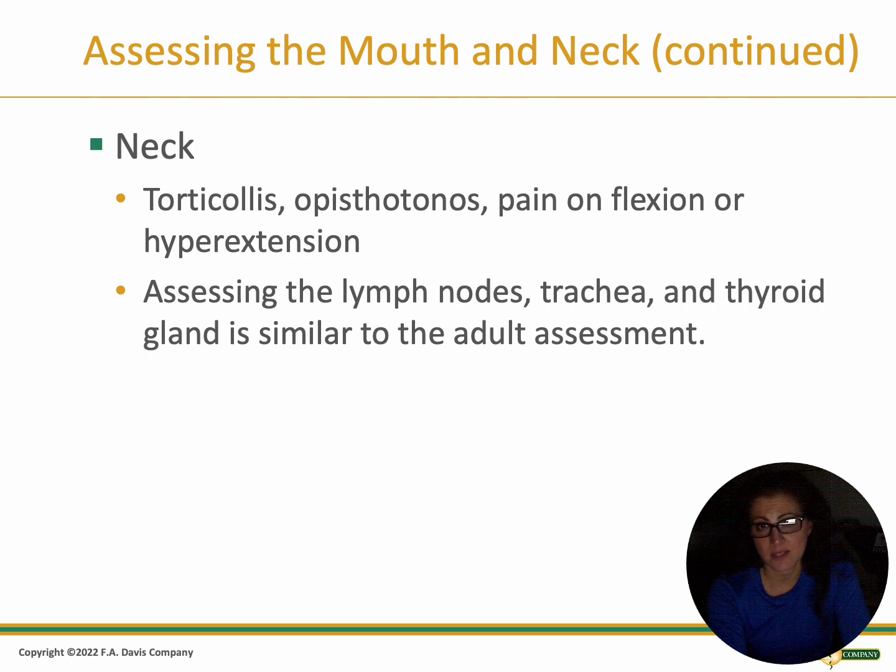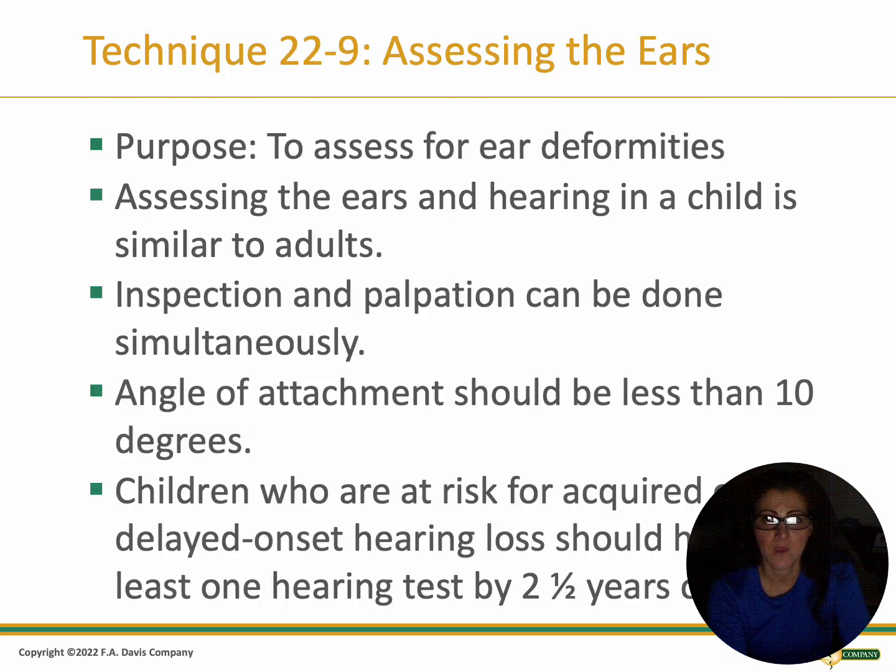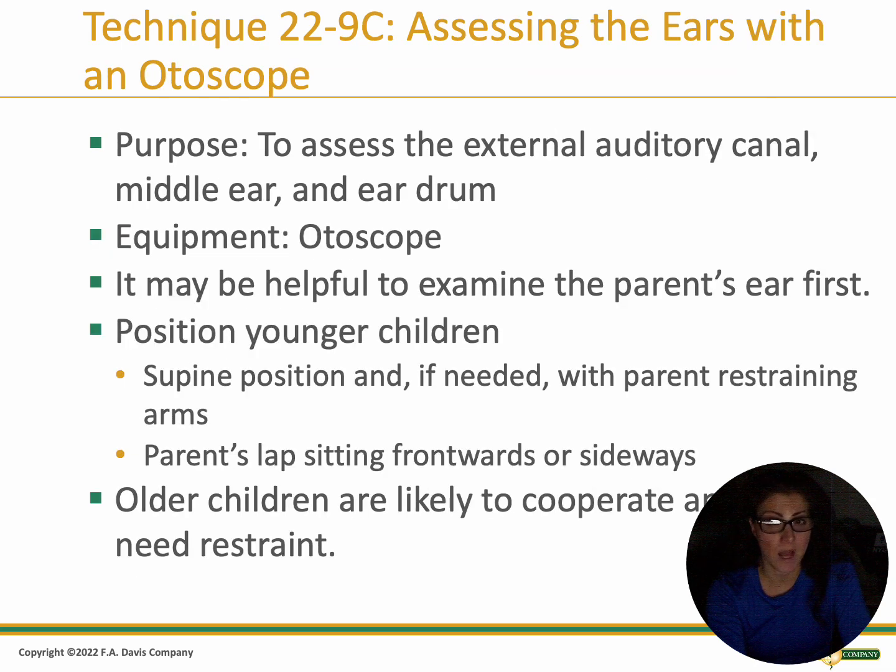Note the color integrity as well as malposition or malocclusion of teeth. Assess their neck, assess range of motion of the neck, palpate the lymph nodes, look at the trachea, palpate the thyroid. Assess their ears. Assess for hearing as well. Use the otoscope to look at the tympanic membrane.